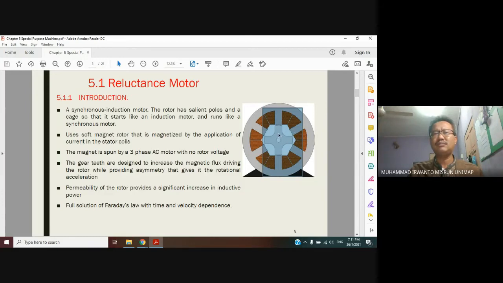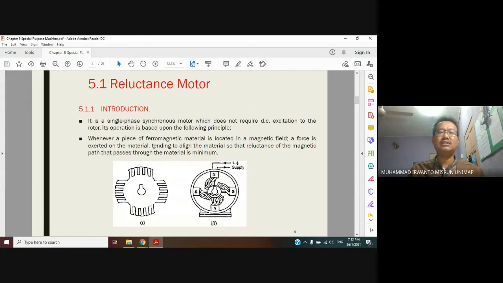The principle of operation is based on the reluctance. Reluctance means 1 over Henry. We can see this part. When the rotor moves, it starts like an induction motor, and when it runs, it runs like a synchronous motor. It is like a synchronous motor, but it is different in the rotor. It is not constructed with rotor winding and is not connected to the excitation system.